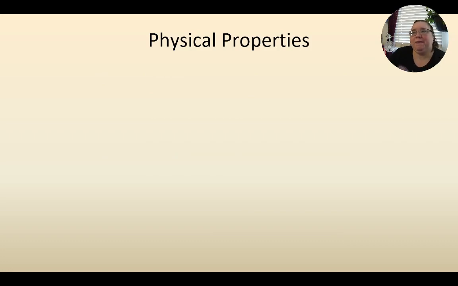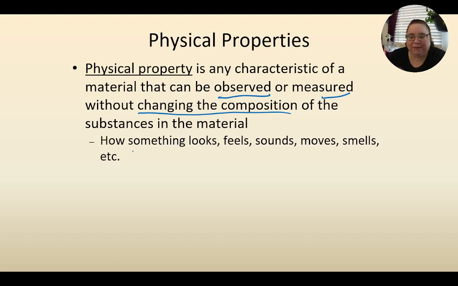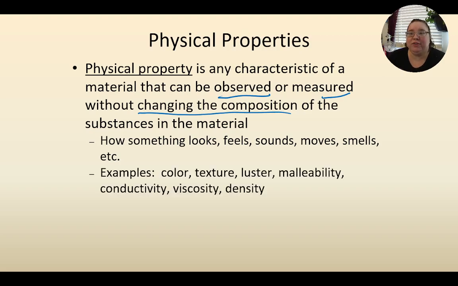So let's talk a little bit about physical properties of our substances. A physical property is any characteristic of the material that can be measured or observed without changing the substance's composition. These are things that I can measure or observe without changing what the substance is made of. Typically, this is stuff that involves your five senses. It's how it looks, it feels, it sounds, it smells, it moves. Those are all things that I can measure or observe without changing the composition.